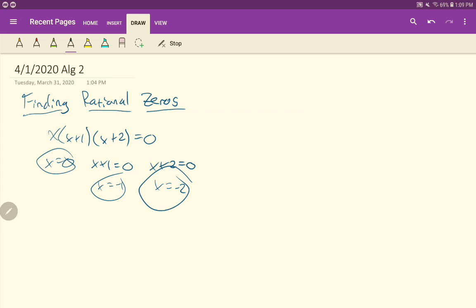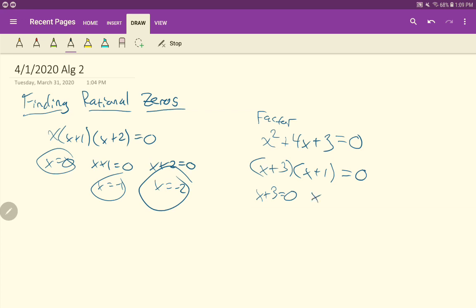Sometimes we had to do a little bit more work than that. For example, let's say we had x squared plus 4x plus 3 equal to 0. In this case, it's not a product yet, so we can't set each product equal to 0, but we could factor this. So x plus 3 and x plus 1 equal to 0, because 3 times 1 gives us the 3, 3x and 1x make the 4x, and we have the x squared. That's what it factors to be. Now we can set each factor equal to 0. You get x equals -3 and x equals -1, and those are the zeros.